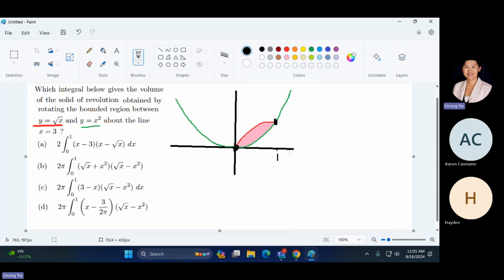If you want to draw the line x equals 3, that's 1, 2, 3. At x equals 3, you draw a vertical line. That's what we call x equals 3. And then we're rotating about this line.